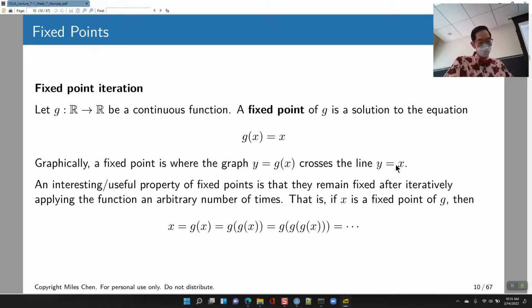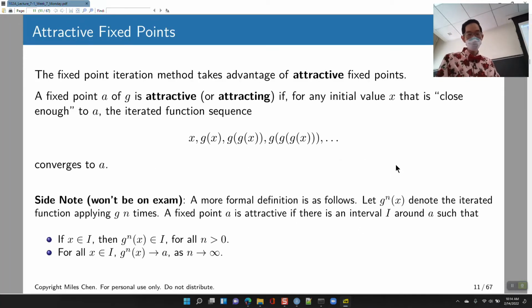And so the useful feature of this is that once you arrive at a fixed point, you can keep applying the function and you just keep getting the same value, right? So we have that. Some fixed points are known as attractive fixed points, okay? And fixed point iteration takes advantage of the existence of an attractive fixed point.